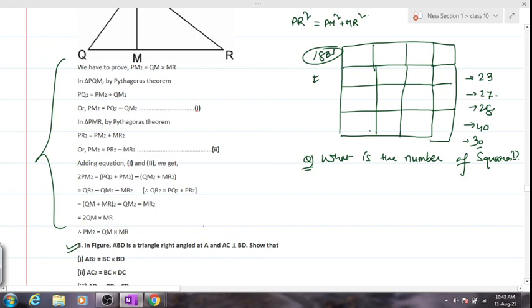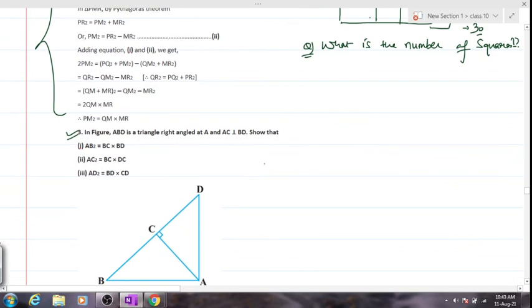Now we'll have to wait for this. Question number 3, look very carefully. In the figure ABD, this is a triangle, and they've already told that this is perpendicular, at 90 degrees. Clear? You have to show that AB square. This is a very similar kind of numerical to the previous one. You have to prove that AB square is equal to BC square plus BD square into BD. Clear?